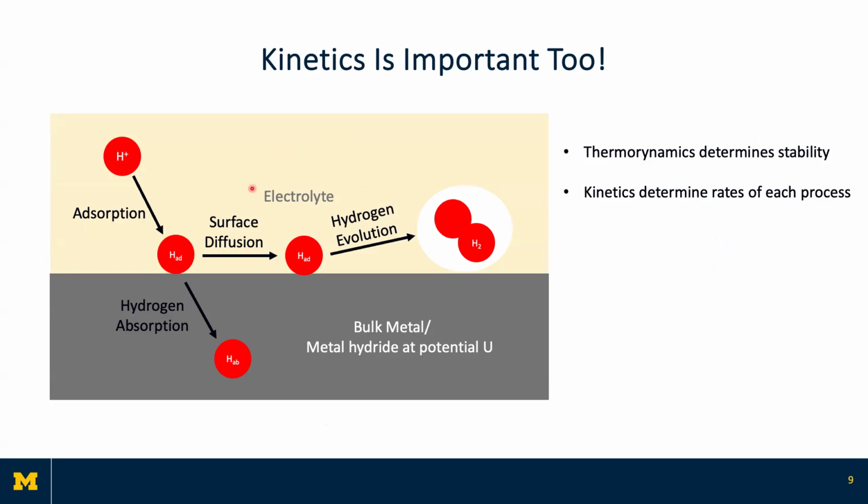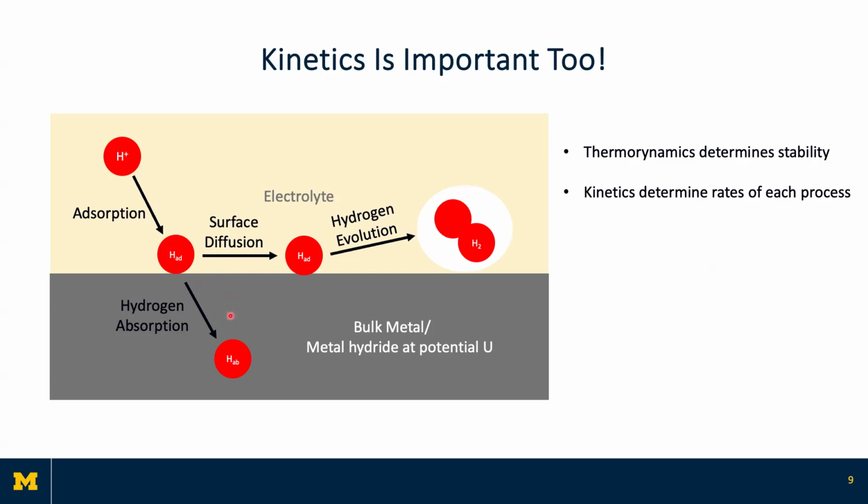So there's a lot of things happening in an electrochemical cell, right? You have hydrogen ions in solution. These hydrogen ions adsorb on your electrode surface. Maybe they diffuse across, maybe they meet other hydrogen atoms or adsorbed atoms, and then they can go off as hydrogen gas. This is called hydrogen evolution. Or your adsorbed atom could be absorbed into the bulk, and that's how you form the metal hydride, right? So all these processes are happening at the same time, and many other side reactions as well.